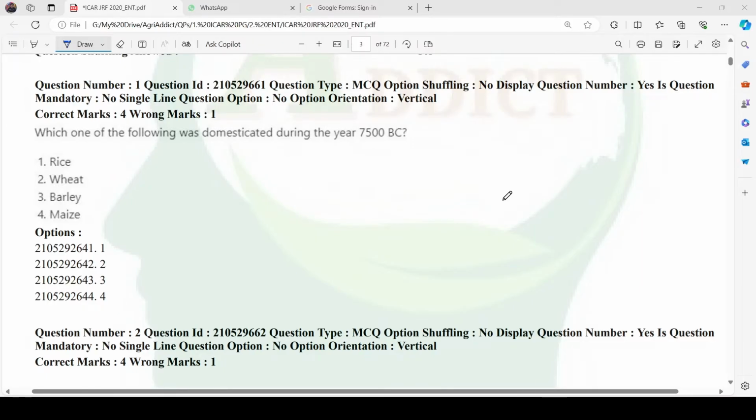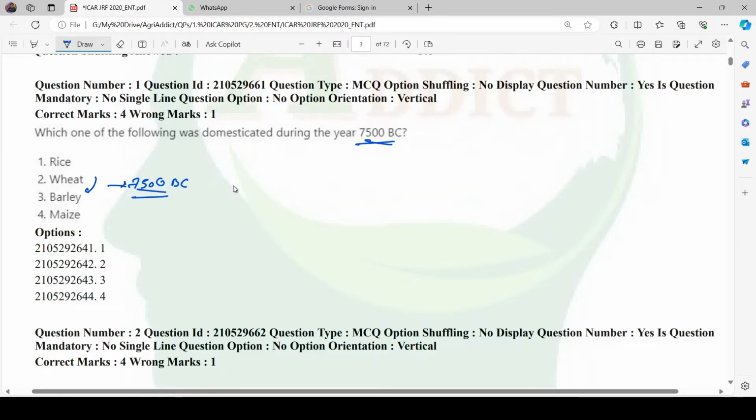Okay. So the first question of the paper of 2020 is: which one of the following was domesticated during the year 7500 BC, 7500 before Christ? Which of the following crops was domesticated? Actually, in any book like Nimrat Sunda and other books, you will get to see that both wheat and barley were domesticated in 7500 BC.